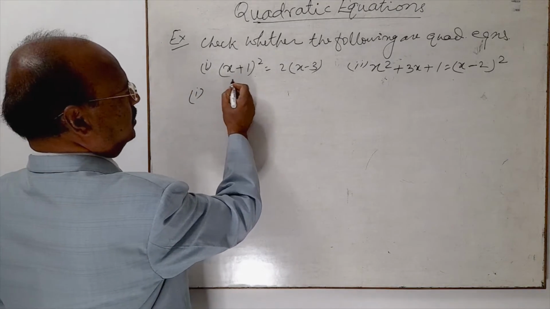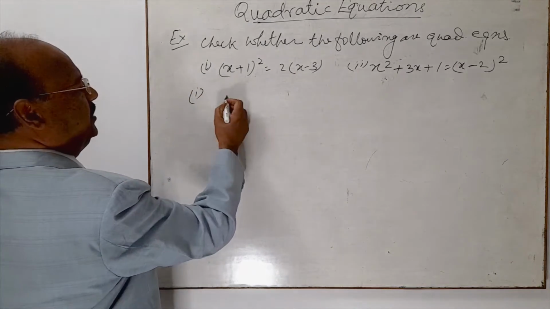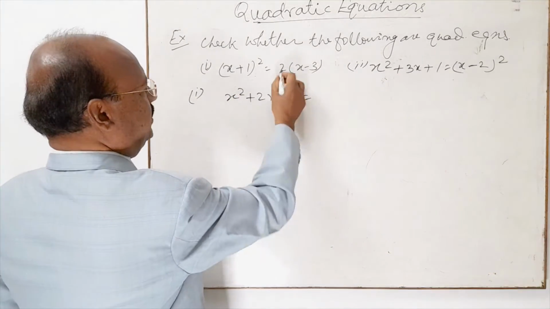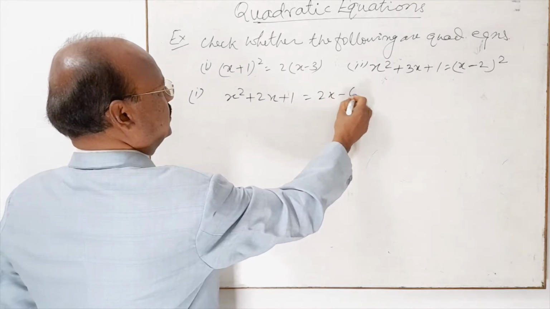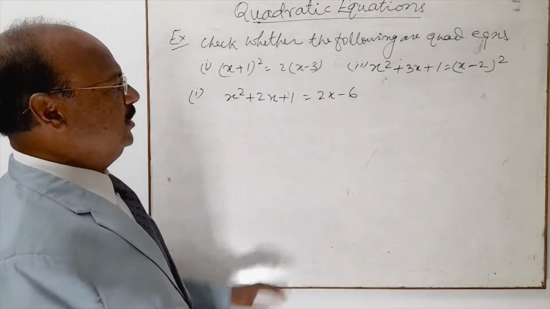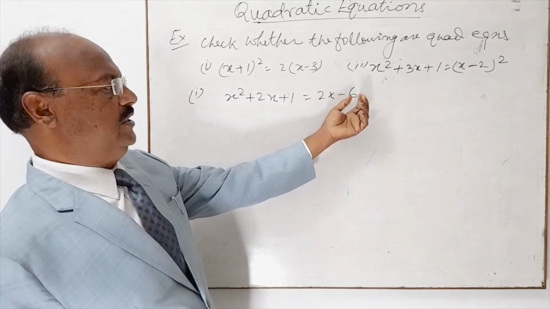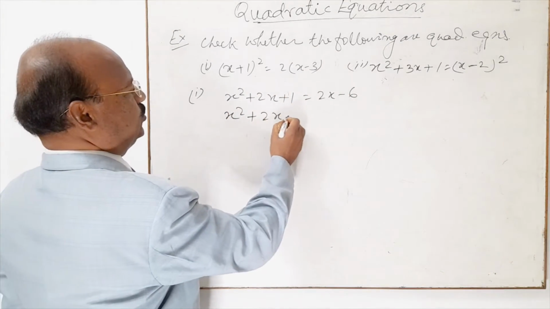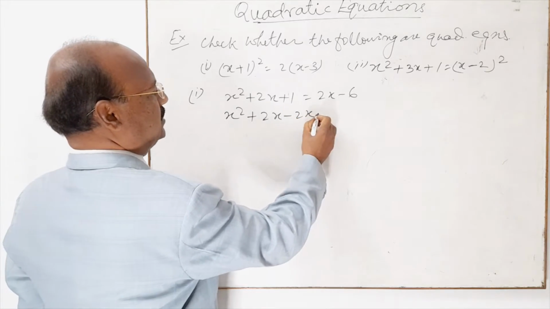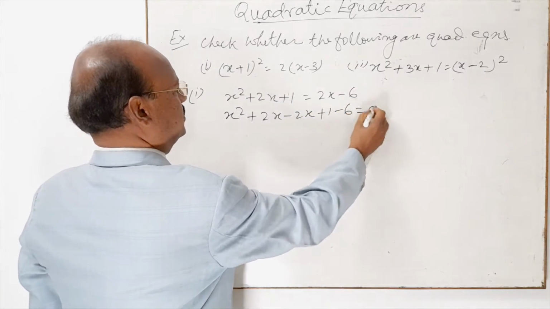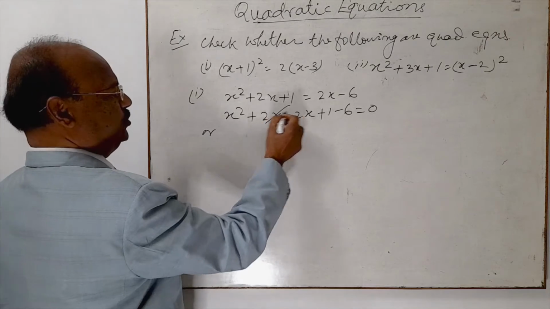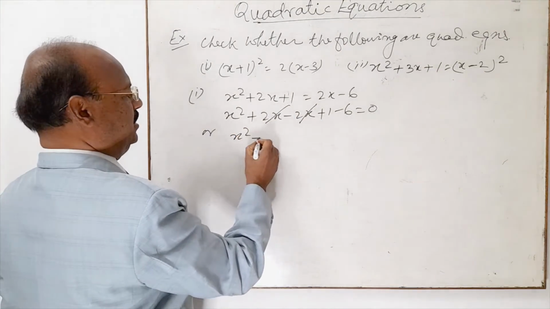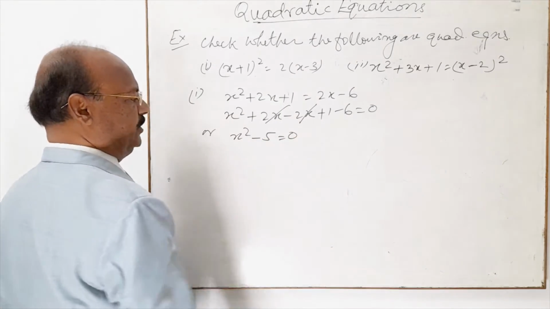Let us simplify it. On the left hand side you can write x square plus 2x plus 1, and on the right hand side this is 2x minus 6. Now we will transpose this 2x minus 6 to the left hand side. It will become x square plus 2x minus 2x plus 1 minus 6 is equal to 0, where 2x minus 2x will be cancelled out. So you are getting x square minus 5 is equal to 0.